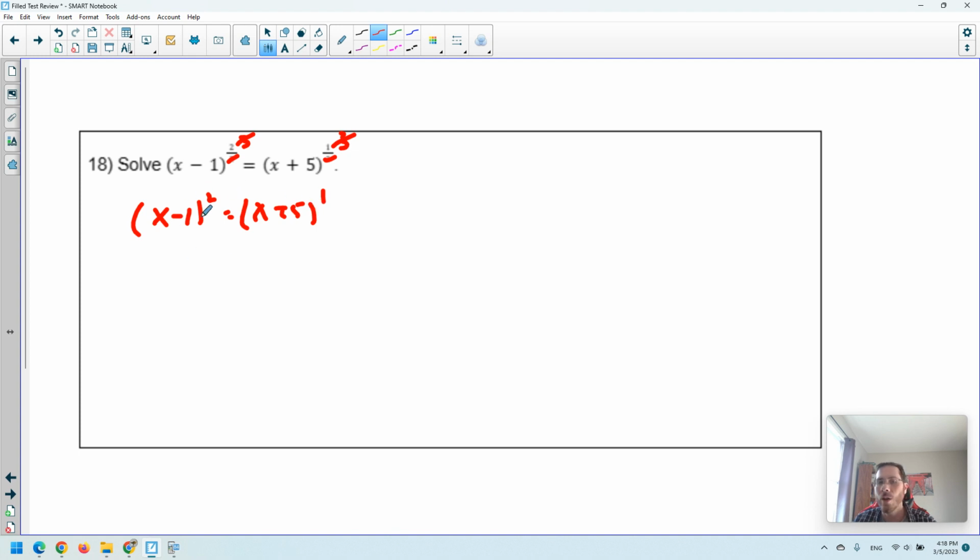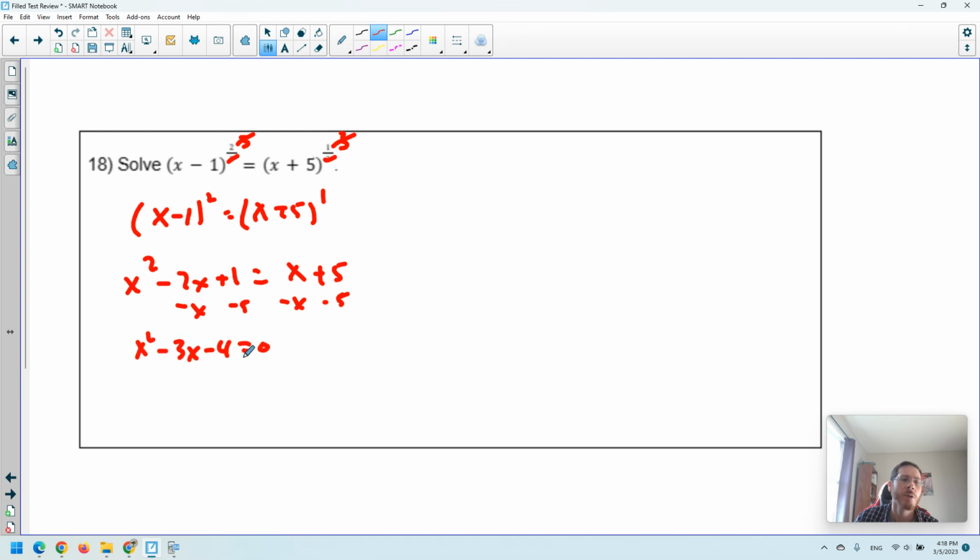Now, I could square root both sides, but I think I'm just going to square this side right now. I'm just going to turn this into x squared minus 2x plus 1 using the same tricks from before, equals x plus 5, because that's x plus 5 to the first. And just like the last one, when we move this over, we're going to subtract 5 from both sides. x squared minus 3x minus 4 equals 0.